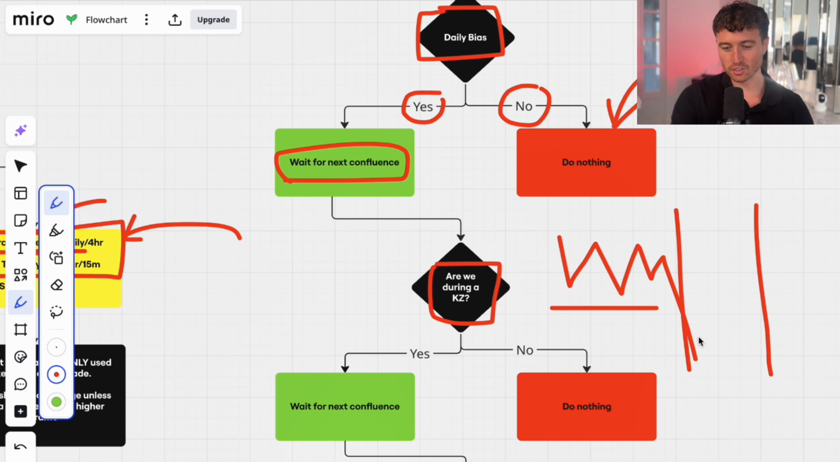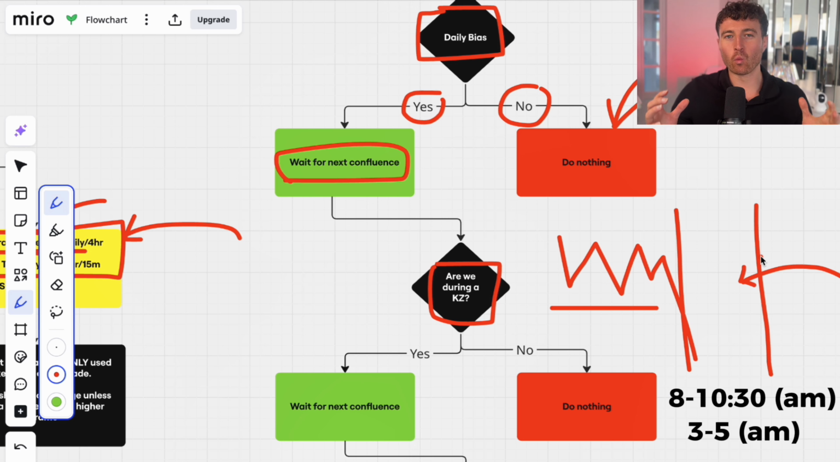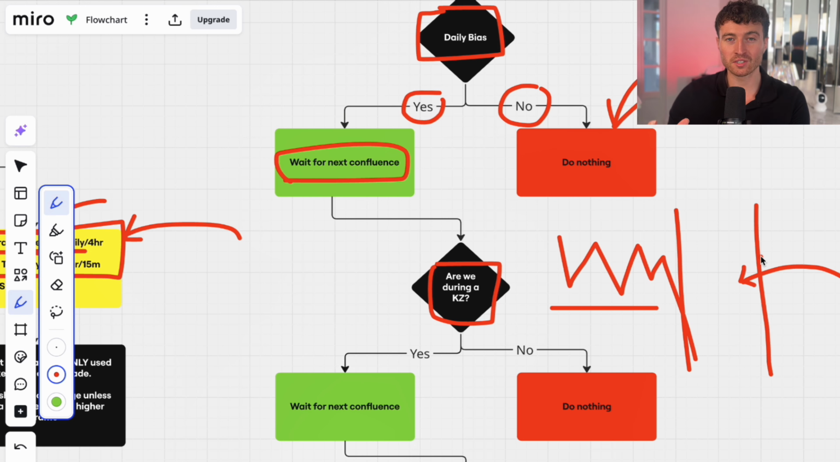You need to be executing during this time window right here, which is 8 until 10:30 a.m. New York time, or the London session kill zone, which is between 3 a.m. and 5 a.m. New York time. You know, just think logically, like, when is the most amount of participants active within the market? And this is your answer. It's literally during these 2 sessions. So when should you be looking for liquidity raids? It's during these 2 kill zones, and that's when you're going to get the highest probability setup.